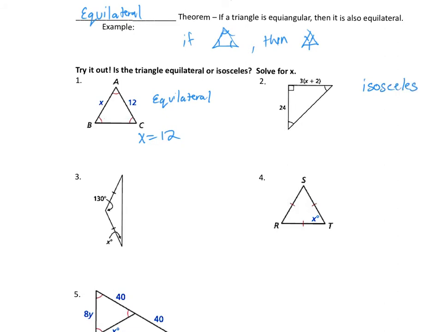That means these two sides have to be equal, so you just set them equal to each other. So 3x plus 2 must equal 24. We're going to solve. First, distribute our 3. Then solve for x by subtracting 6 from both sides. 3x, bring this down, 24 minus 6, we get 18. Divide both sides by 3. X should equal 6 right here.